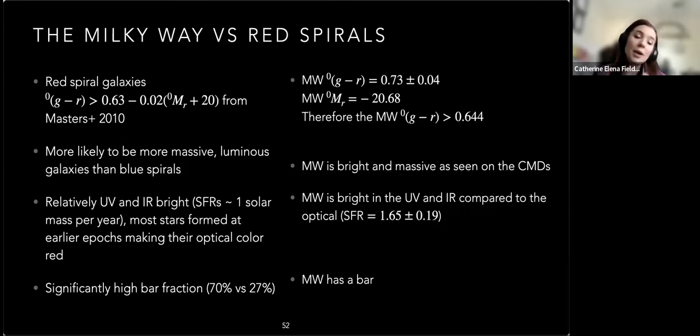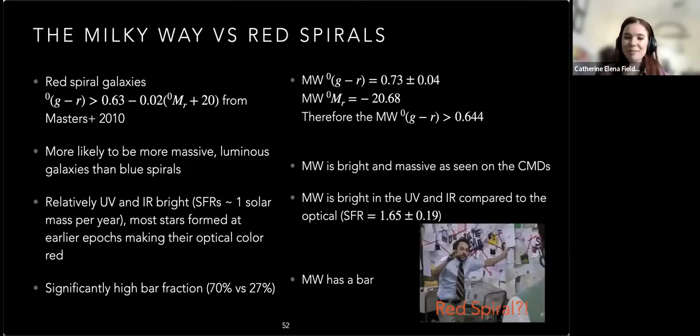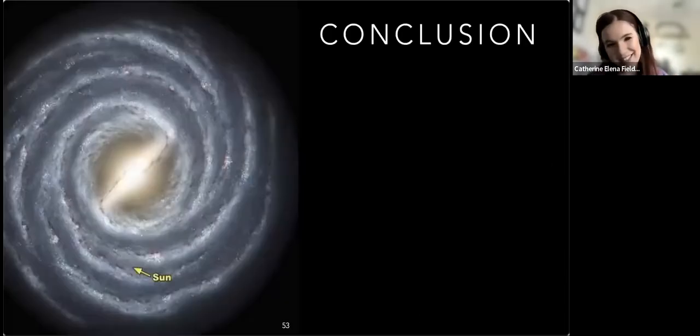And in fact, perhaps the bar could be connected to why these spirals are red, but I think our understanding of exactly how the bar affects galaxies is kind of contentious between different groups. It's kind of hard to say. But things seem to be pointing to the Milky Way looking like this red spiral type of galaxy.